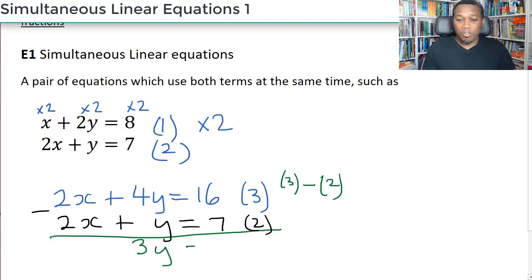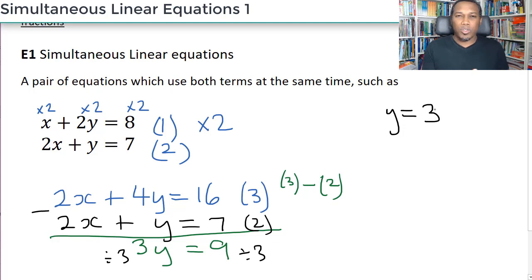16 take away 7 will give me 9, not y, 9. So we now know, based on these steps, let's just recap and we'll finish off the job. 3y is 9. What's y? Let's just write it down. That means y is equal to 3. So we divide both sides by 3. If I divide by 3, I'll get y is equal to 3. I'll show you how we can use that to find x in a moment. But let's just recap what we did.